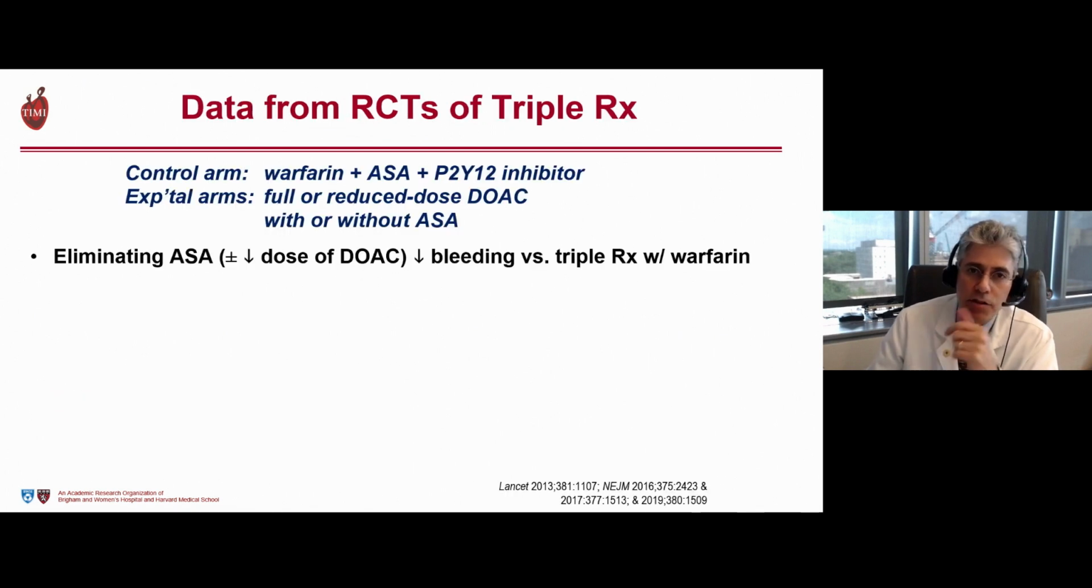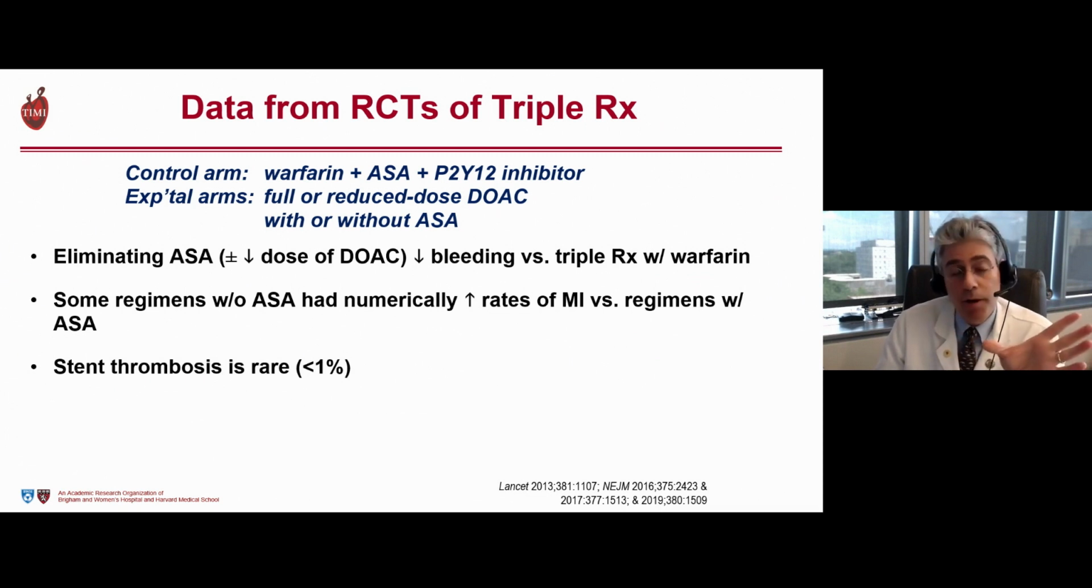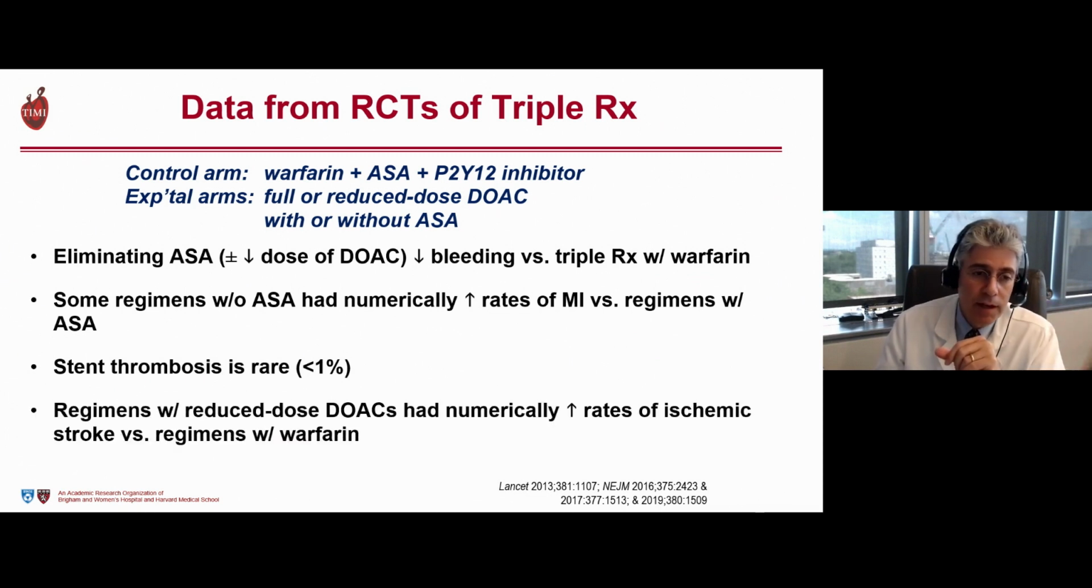What are the data out there? So it's very complicated. I think there's a few take-home points. I'll just try to summarize. Eliminating aspirin definitely decreases the risk of bleeding. That's been quite clearly seen. And patients on triple therapy are at very high risk for bleeding. Some regimens that have dropped the aspirin have shown maybe there's a bit of a price to pay with numerically increased rates of MI. Stent thrombosis, though, itself is very rare. And regimens that looked at reduced dose DOAC or NOACs had numerically slightly higher rates of ischemic stroke versus regimens with warfarin with an INR of 2 to 3.